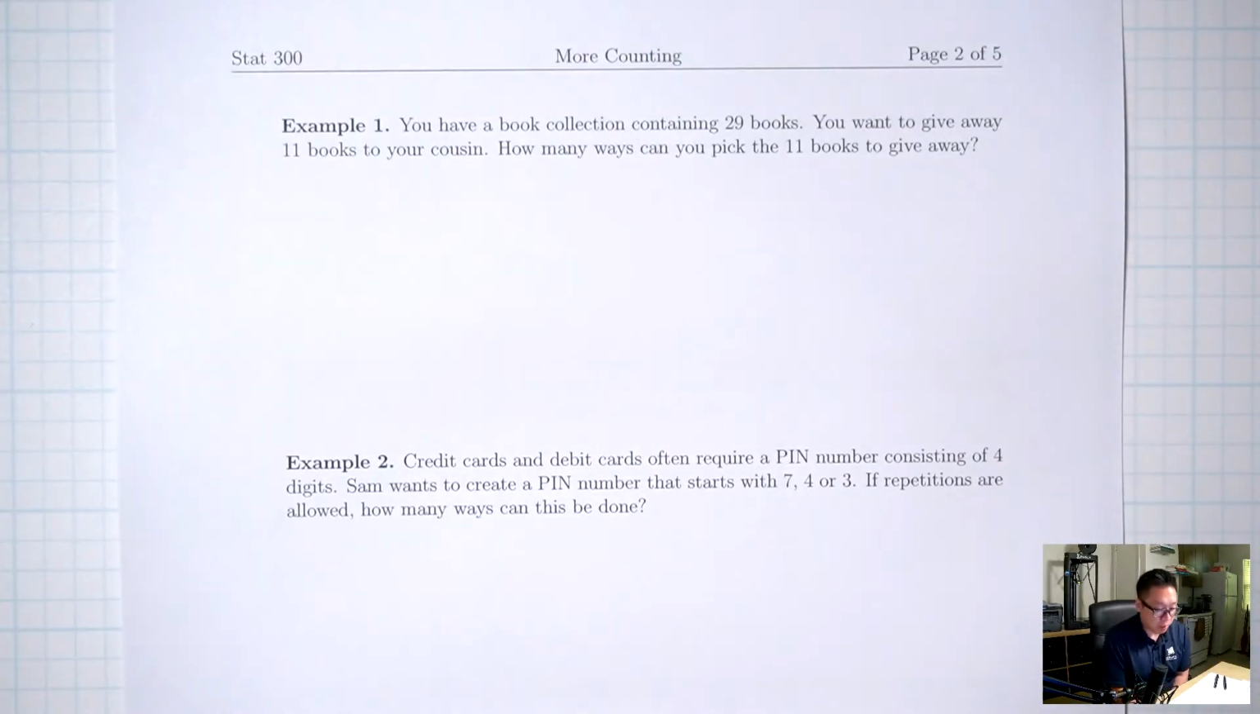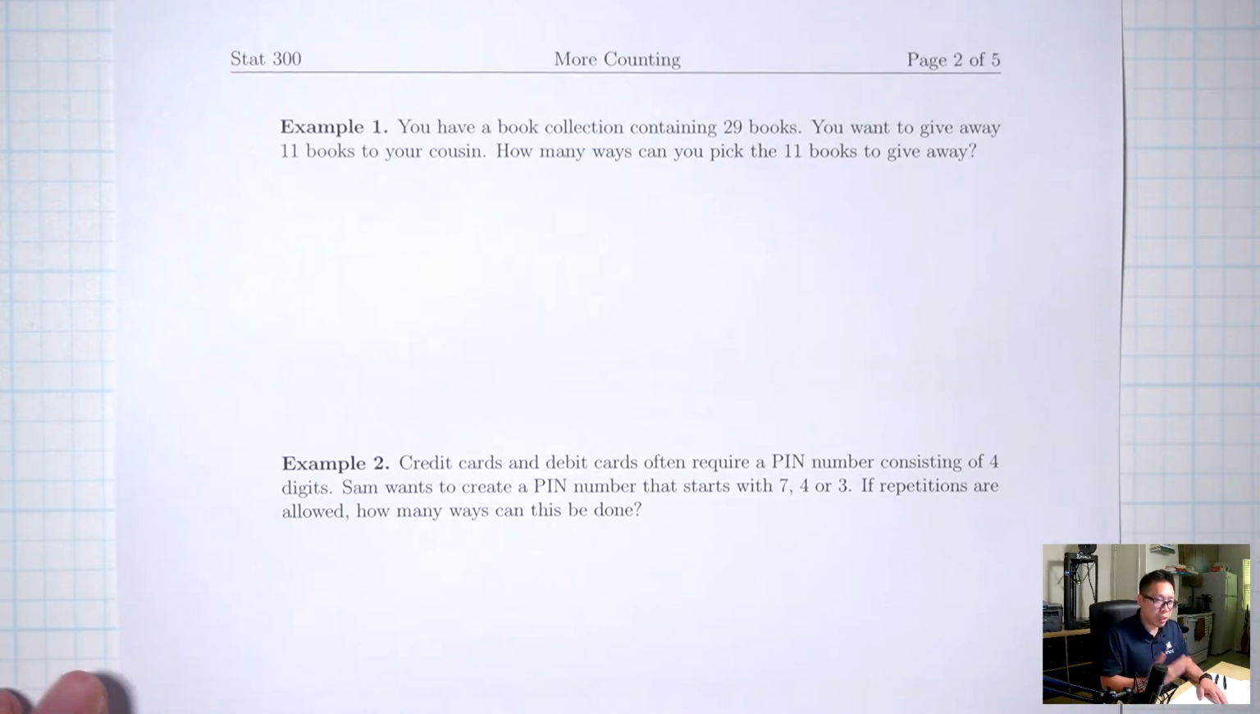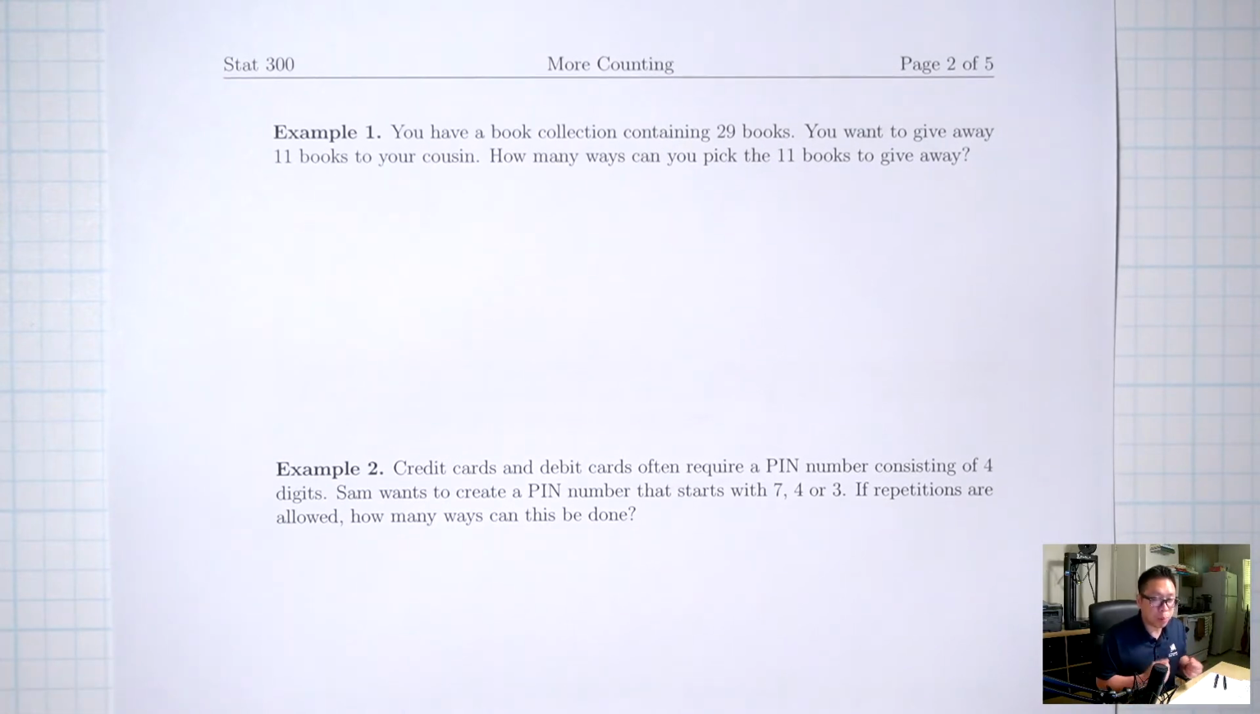Example 1. You have a book collection containing 29 books. You want to give away 11 books to your cousin. How many ways can you pick the 11 books to give away? The first thing I would ask myself is, when you're picking these 11 books, does the order matter? Does it matter which book you pick first, which one you pick second, which one you pick third, and so on? Probably not, right? You're picking 11 books, you're probably putting them in a box and then just giving them to your cousin. So it doesn't matter which book you pick first.